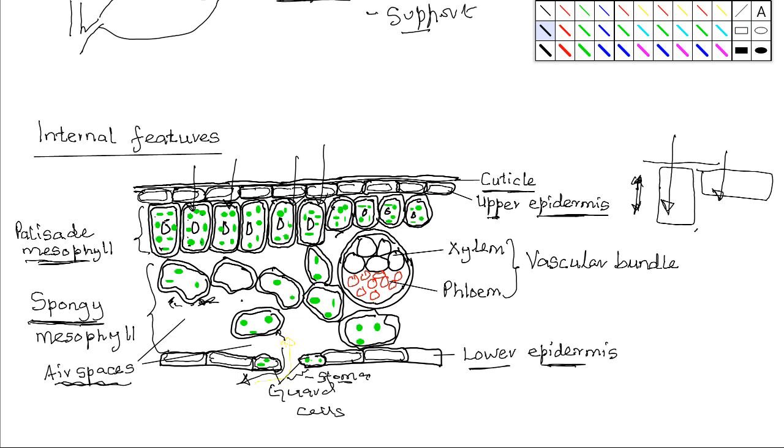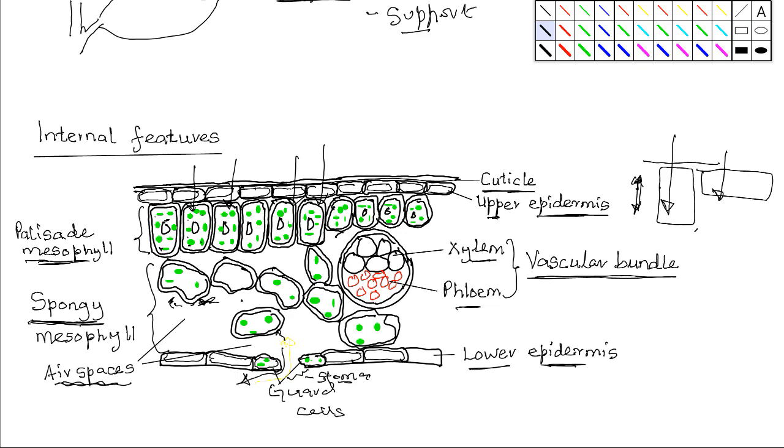Within the leaf, we also have the vascular bundle. The vascular bundle consists of xylem and phloem tissues. The xylem conducts water and mineral salts from the roots to the leaf, where they are used in photosynthesis, while the phloem conducts products of photosynthesis such as sugar away from the leaf to the rest of the plant.